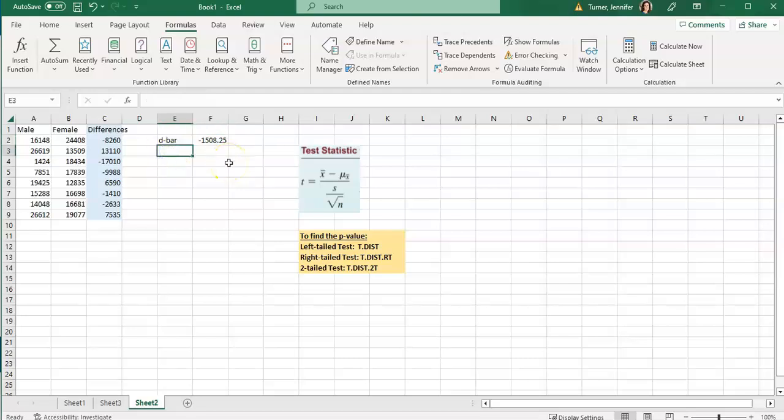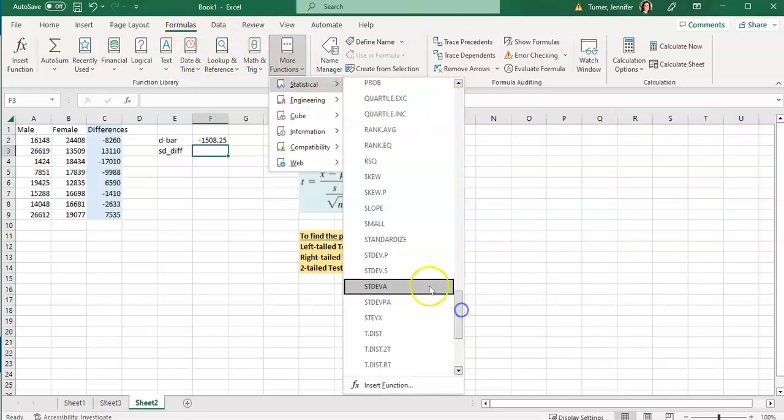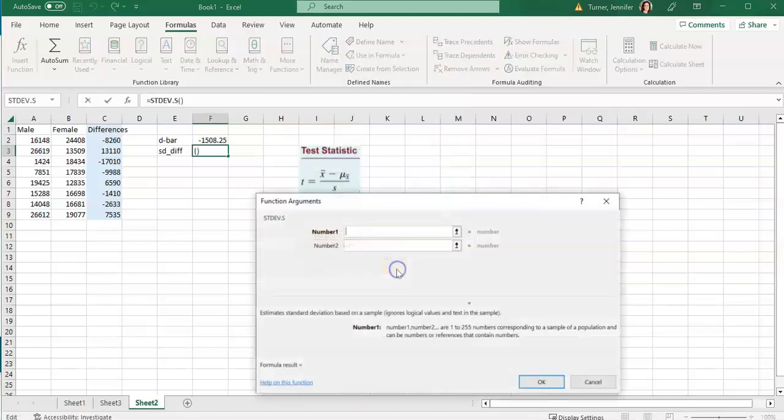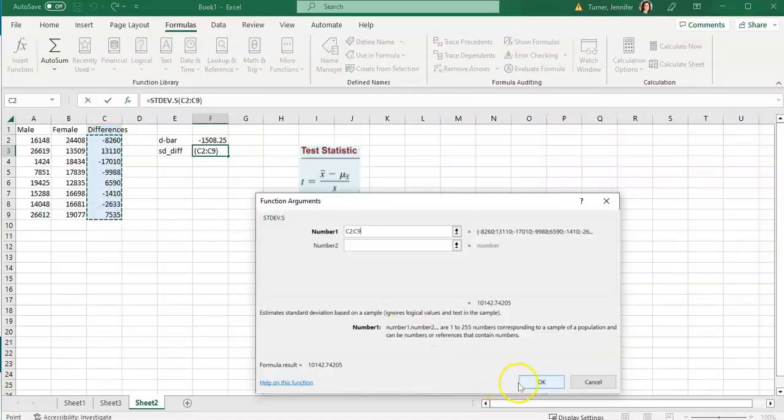We also need to find the standard deviation. We call this SD usually. That just means the standard deviation of the differences, or however you want to note it. For this one we'd go formulas, more functions, statistical, go all the way down till we see STDEV.S. That means standard deviation from a sample. The S is for sample. Click on that. And again, we're going to highlight the numbers in the differences column and click OK.